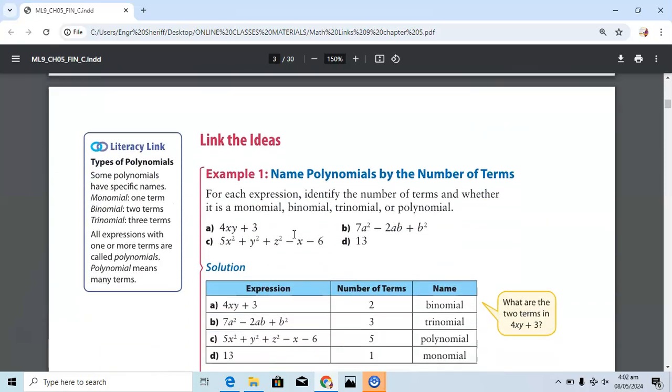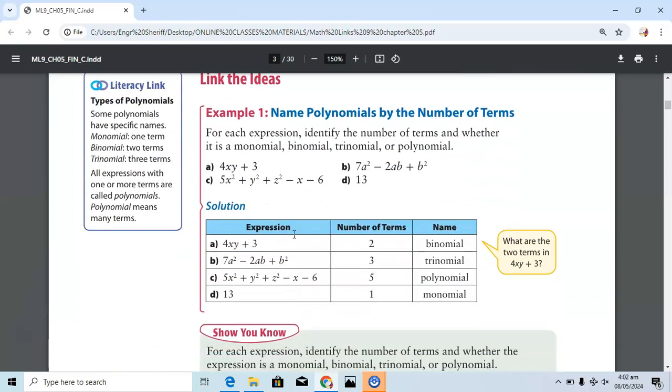So let's move on. You have to try and keep up with time. This is a particular question given to us here. When you have 4xy plus 3, the number of terms here is simply equal to 2, and therefore this is referred to as a binomial. When you have 7a squared minus 2ab plus b squared, this is 3 terms, and this is referred to as what?